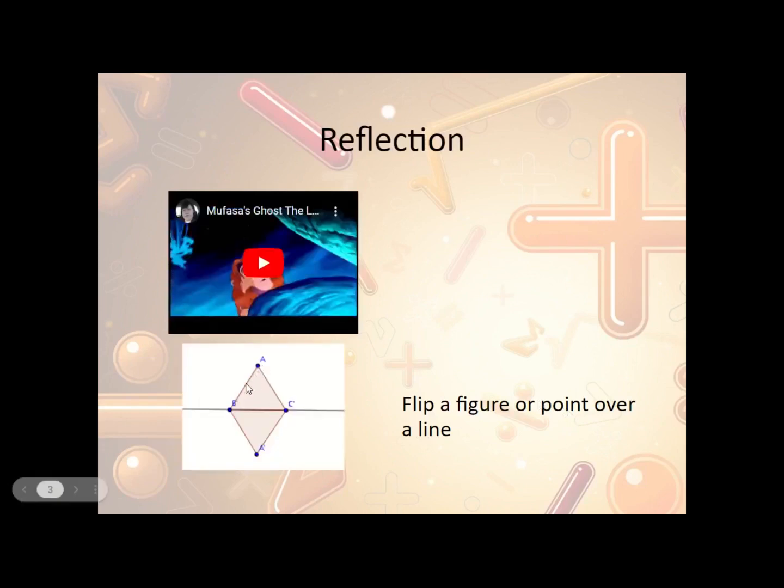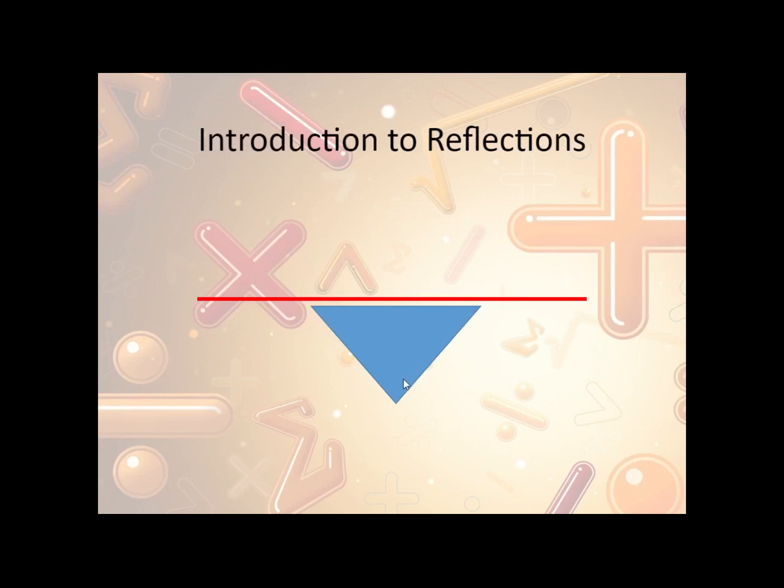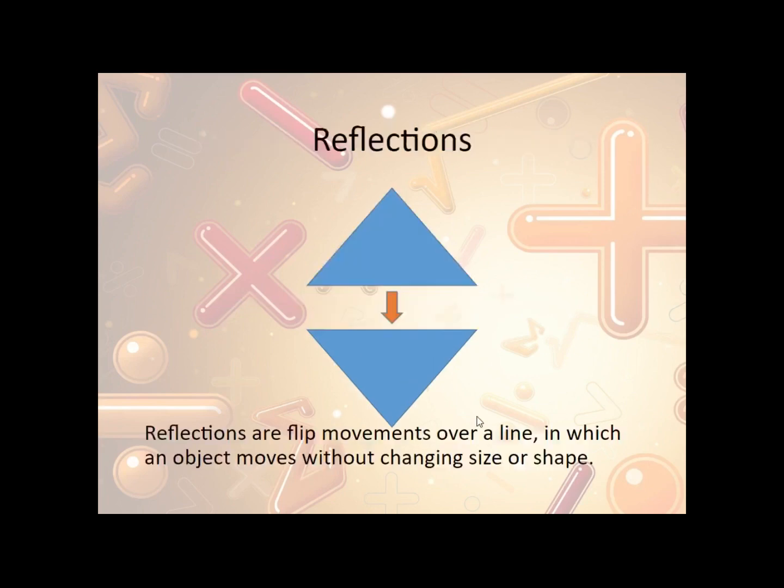So for instance, we have a triangle here. If we flip it over this line, it's going to flip downward and look like this. So that's a reflection. Introduction to reflections. Reflections over a line: we start with, for instance, a triangle here. If we flip it over, it becomes like this. If we flip it over that line, it becomes this way.